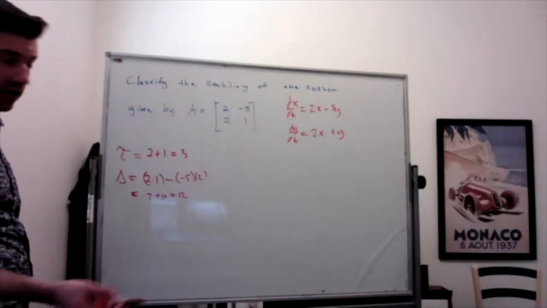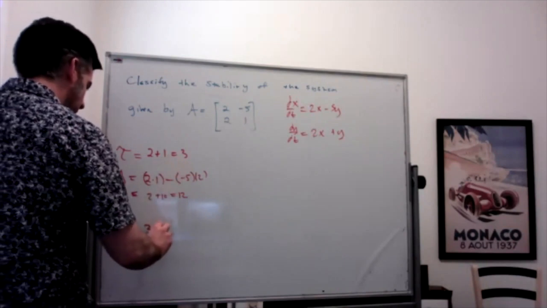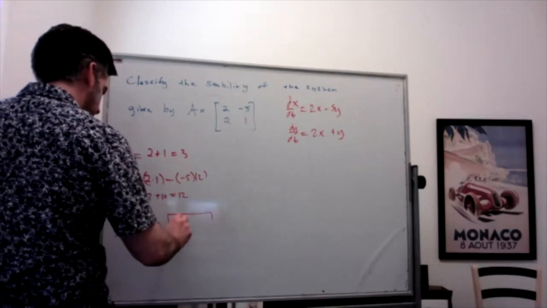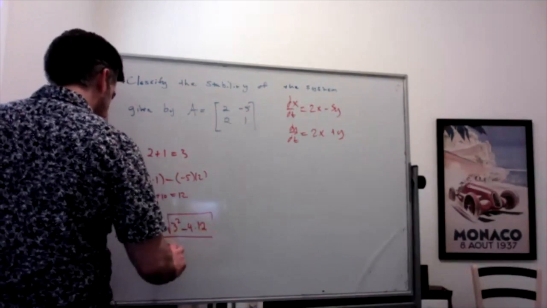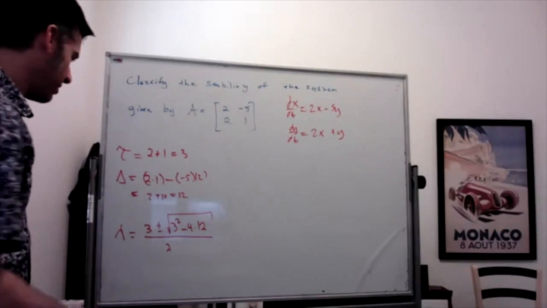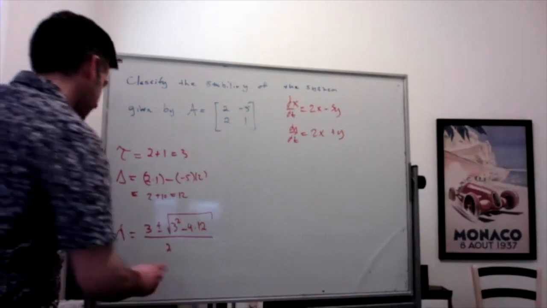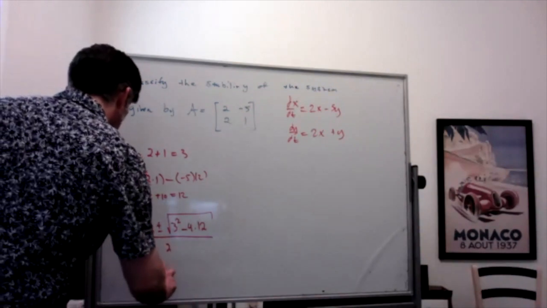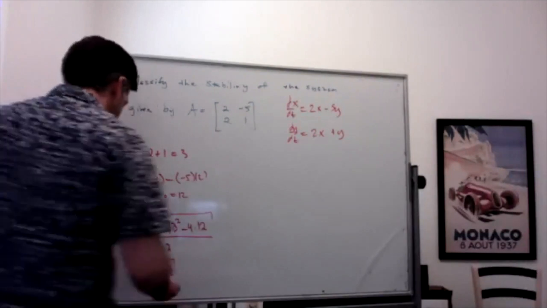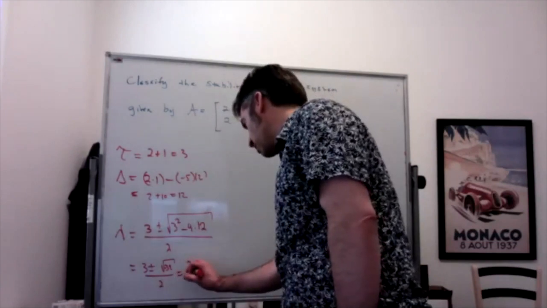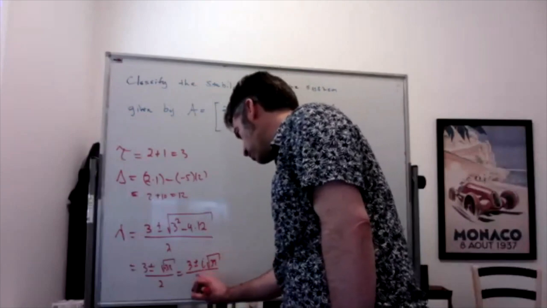So then the eigenvalues are going to be the trace plus or minus the square root of the trace squared minus 4 times the determinant, all over 2. Simplifying this a little bit, this is 9 minus 48, which is negative 39. So I've got 3 plus or minus the square root of negative 39 all over 2. And we should write that as 3 plus or minus i times the square root of 39 all over 2.